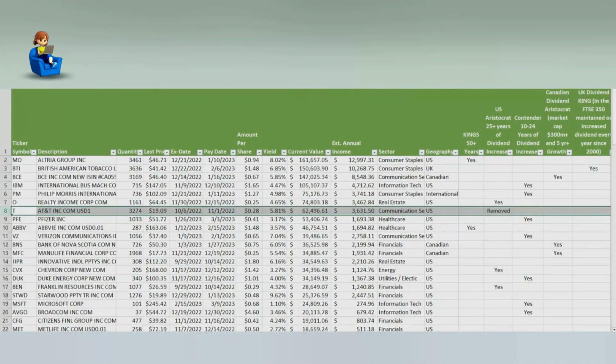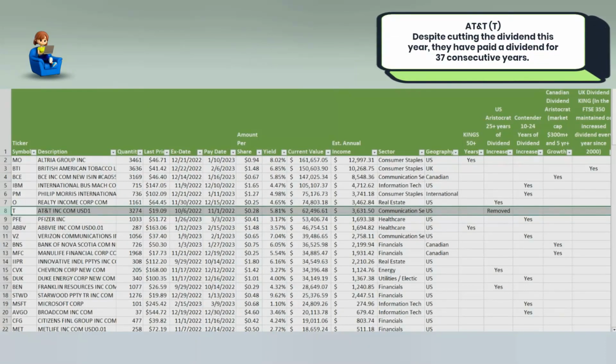Now, you know, in 2022, there was a lot of drama around T as they had the Discovery spinoff. And you're probably aware I sold off a little bit of a tranche of T just over the last 60 days. And that's because I wanted to further diversify down my list and bring a little bit more growth into the mix. But hey, still a big tranche in T, 3,274 shares with $62,000, generating $3,631.